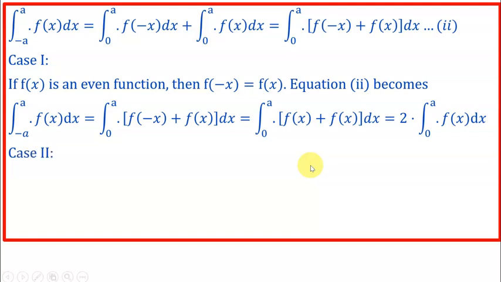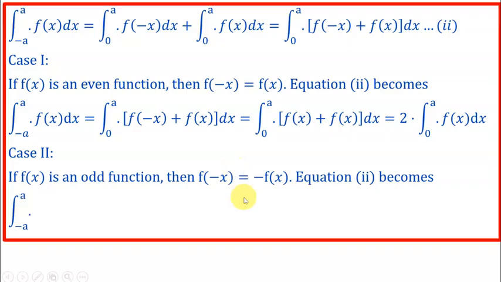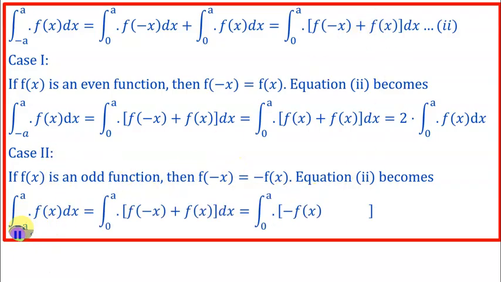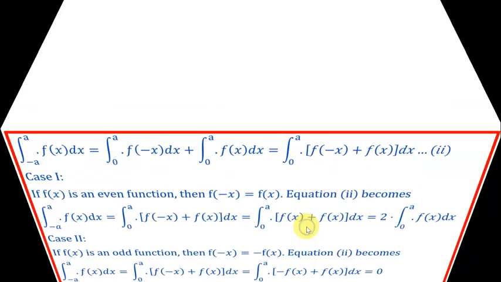Now when the function is odd, that means f(minus x) is equal to minus f(x). Then the equation becomes integral from minus a to plus a of f(x) dx is equal to integral from 0 to a of f(minus x) plus f(x). Now this f(minus x) is replaced by minus f(x) and the second term is as it is. Now here minus f(x) and plus f(x) gets 0, and the integral of 0 is 0, and hence we have proved this.